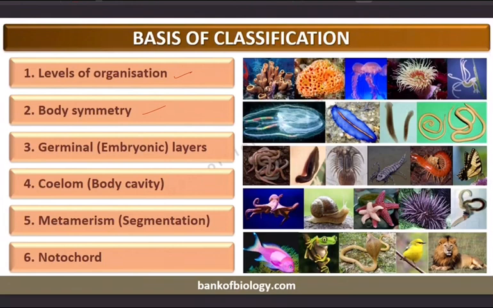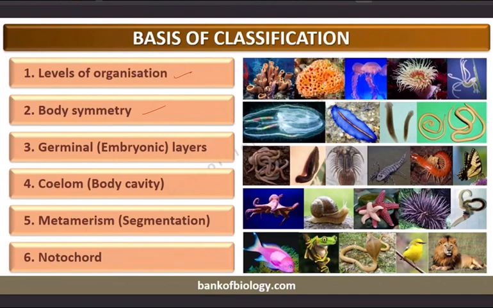Then we have bilateral symmetry. A single median longitudinal plane can divide the body into two halves, like in all the vertebrates and invertebrates. When you cut an animal in one direction from top to bottom, you get two exact halves. Then we say bilateral symmetry. Bi means two, lateral symmetry.